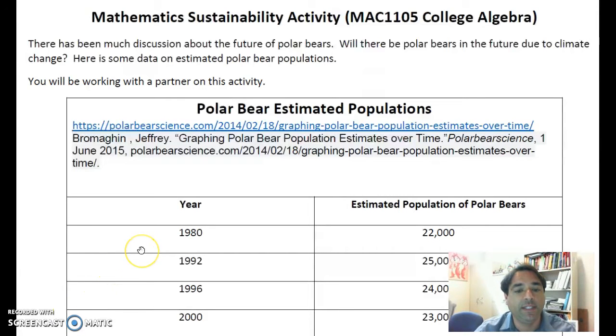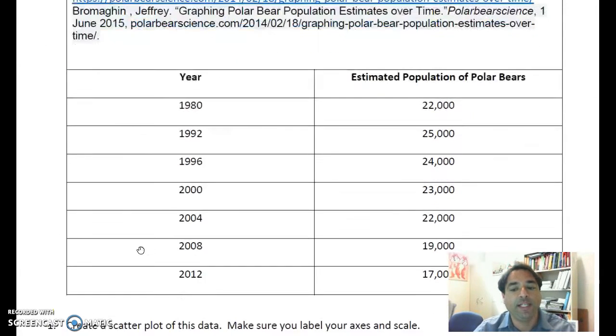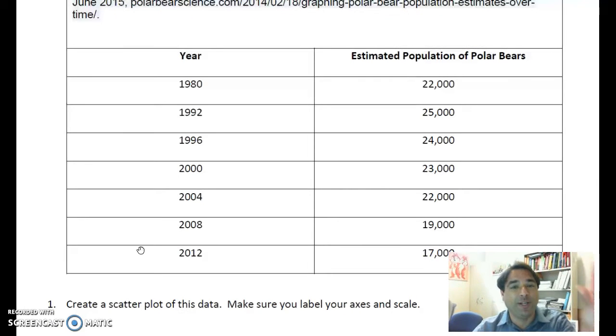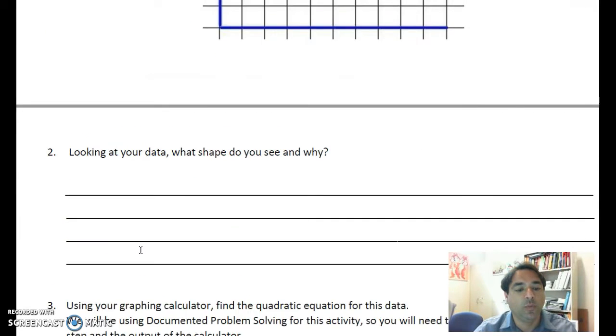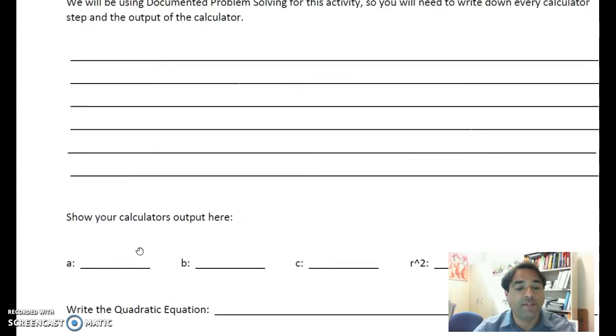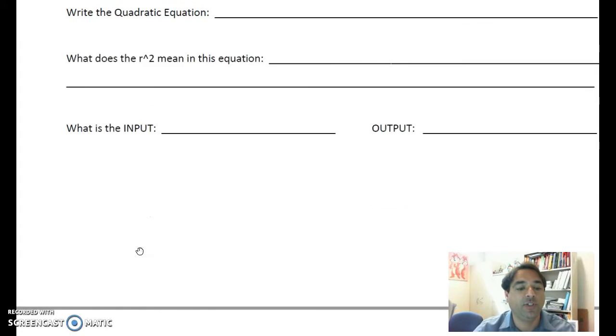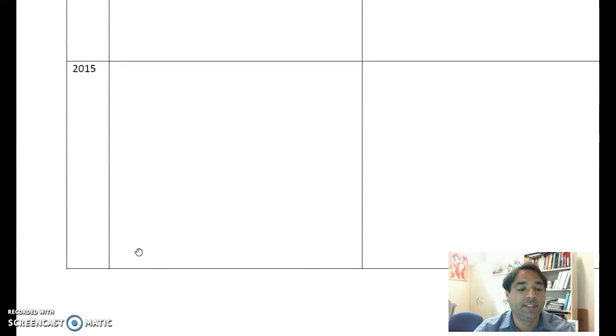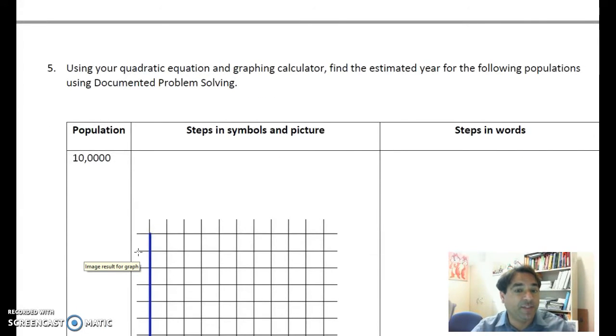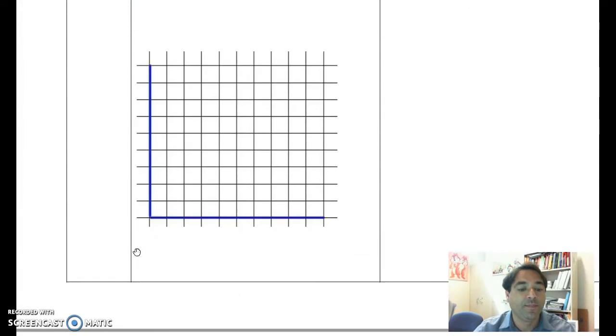So my activity, real quickly, is looking at polar bear populations, and you notice that it goes up and goes down. It's actually a quadratic equation. In this activity, we're going to plot and look at the data, use a graphing calculator, find that quadratic equation, be able to estimate population based on years, and look at population and estimate what year that may happen.